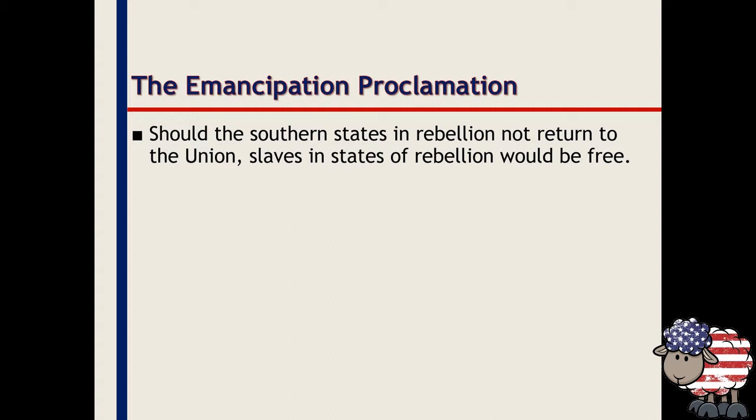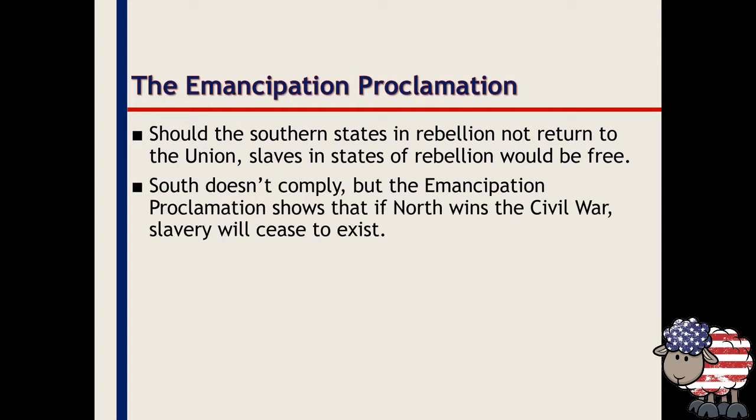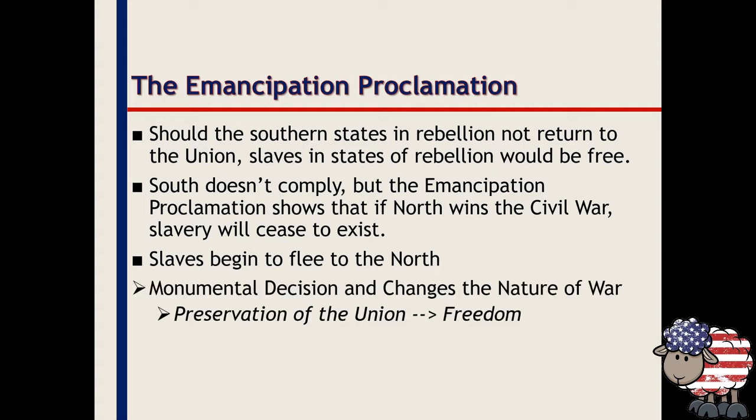So, the Emancipation Proclamation does not end slavery. All it does is allow for slaves in the Southern states to be free. The South doesn't comply, so it shows that if the war is won by the North, slavery will cease to exist in the United States. So at this time, slaves begin to flee into the North. And it's significant because it changes the nature of the war from a preservation of the Union to that of freedom. It shows that the South is only fighting to keep slavery.